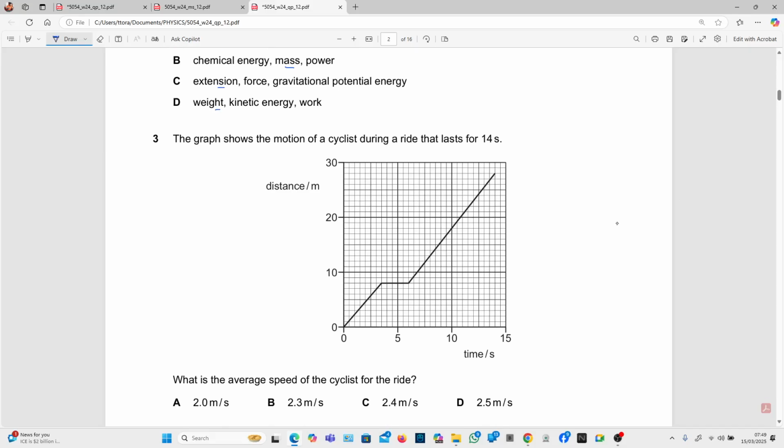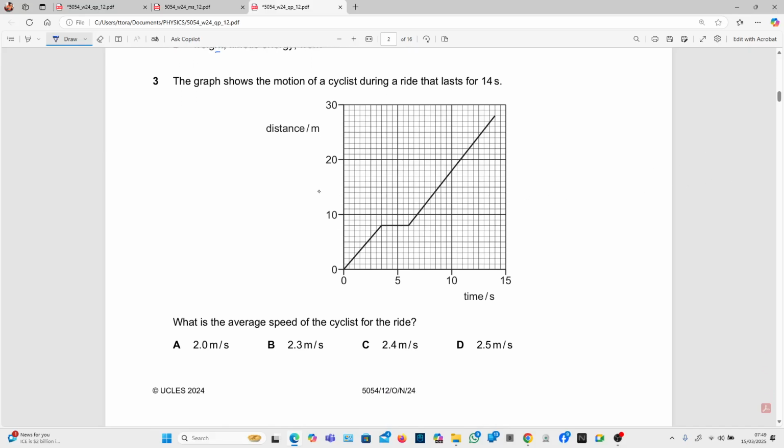Question number 3. The graph shows the motion of a cyclist during a ride for the last 14 seconds. Now we can see the distance traveled here is 28 meters, and also the time taken is 14 seconds as stated over here. So now we want to find the average speed, and we understand that the average speed is basically the distance divided by the time. And so we have a distance of 28 divided by 14, and that turns out to be 2.0 meters per second. So our answer is going to be A.